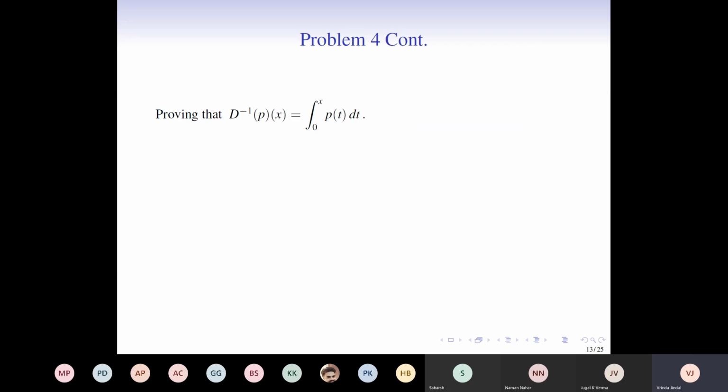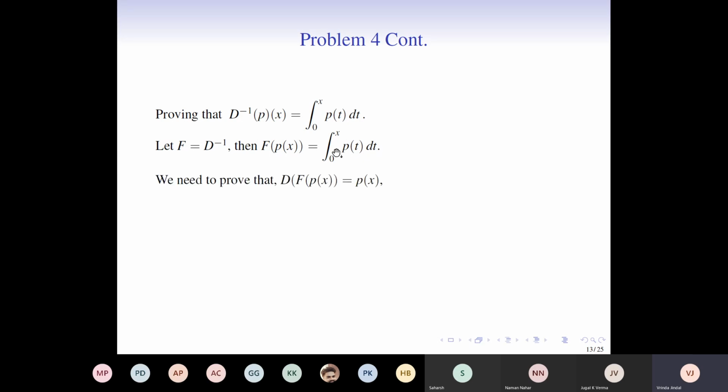Now we prove that the inverse of D is actually the formula that was given there. So instead of calling it D inverse every time, let's just call it F. So F is D inverse. We need to prove that F(p(x)) is the integral of p from 0 to x. That, in other words, is the same as proving D(F(p(x))) is equal to p(x). So now what is D of F of p(x)?